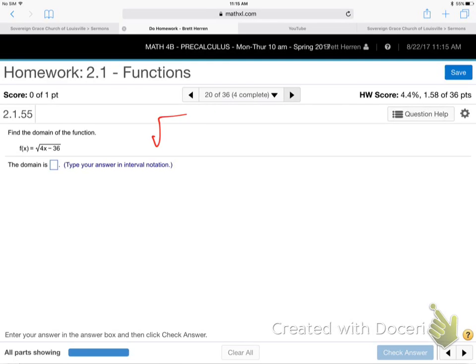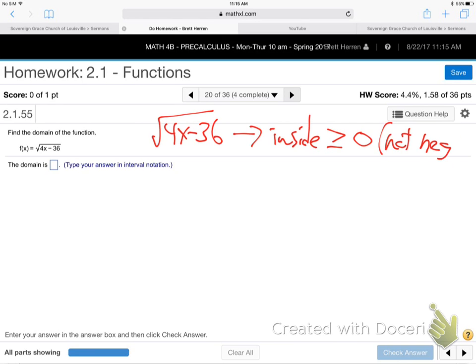So we have the square root of 4x minus 36. See what you can do. I just wrote out the instructions for how you handle square roots, right? What's allowable or not allowable inside of a square root. So we say inside you have to be greater than or equal to 0, meaning not negative. Remember, we can't let any x be plugged in that would make the inside of that square root negative.